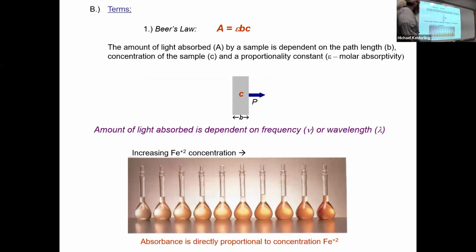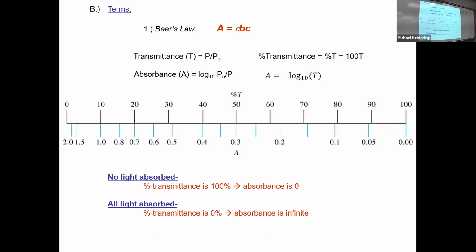We have Beer's law, which is that absorbance equals epsilon BC. The amount of light absorbed by a sample is dependent on the path length, the concentration of the sample, and a proportionality constant. Transmittance is power over initial power. Absorbance is minus log base 10 of transmittance.